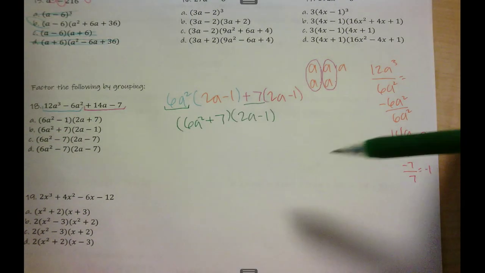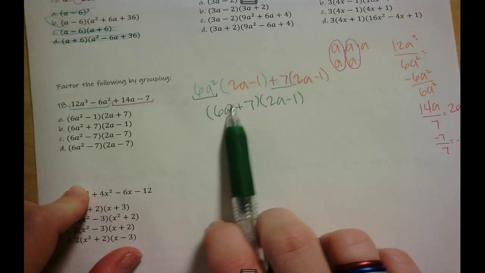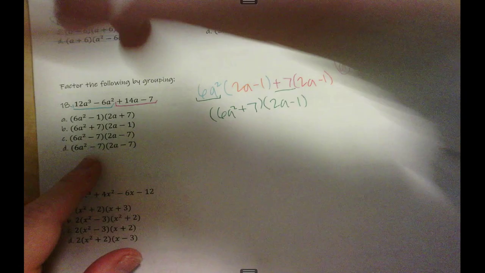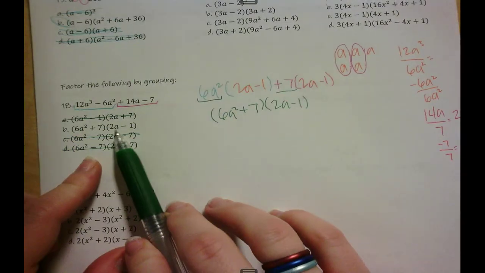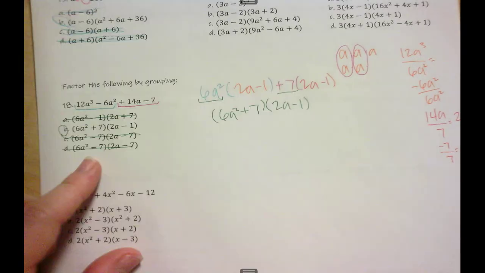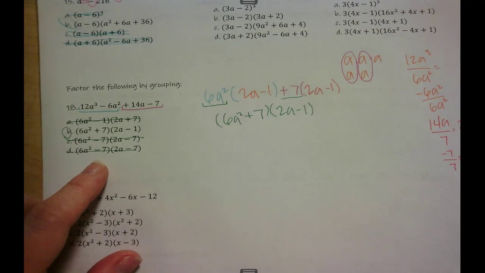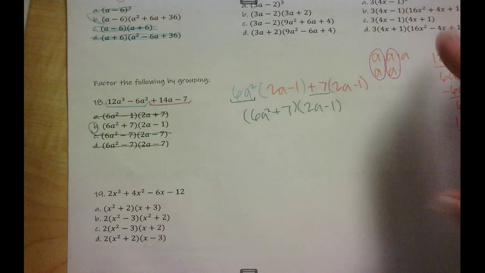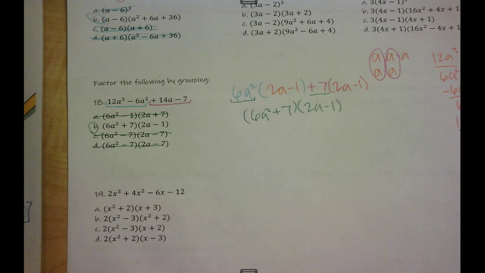So go to my answer choices, 6a squared plus 7. Which one has that? That's not it. That's got 6a plus 7. That's not it. That's not it. Our other factor is 2a minus 1. B is your answer choice. Make sure you pay attention, eliminate answer choices very early on and quickly if you can. That will help you out a lot.